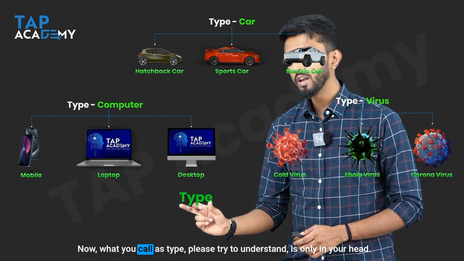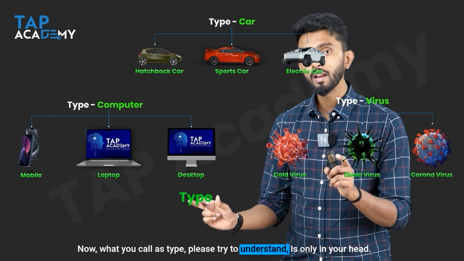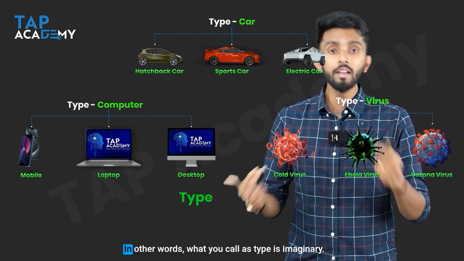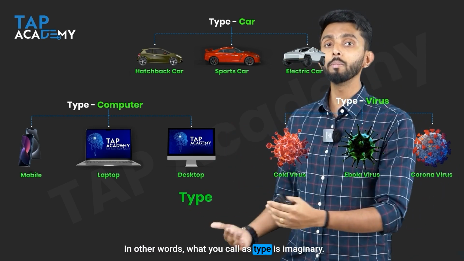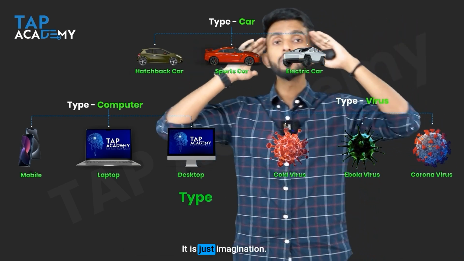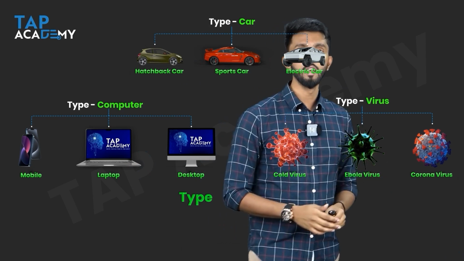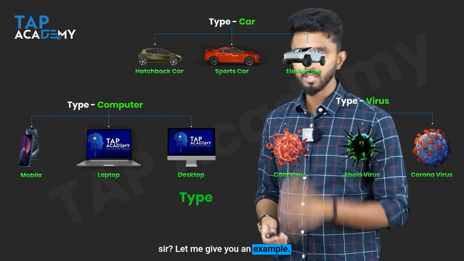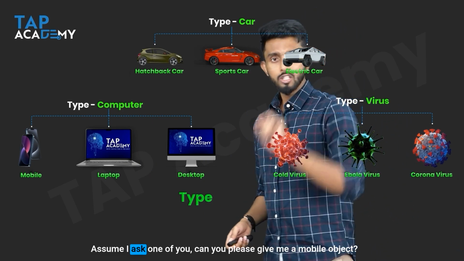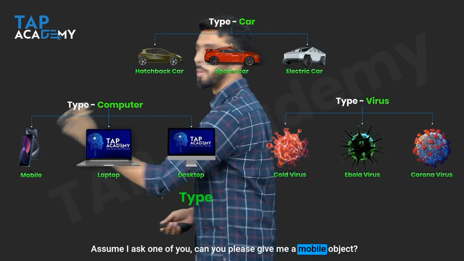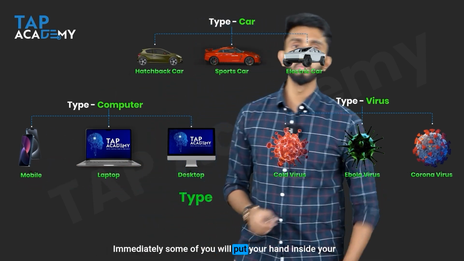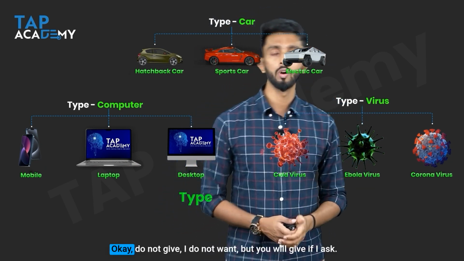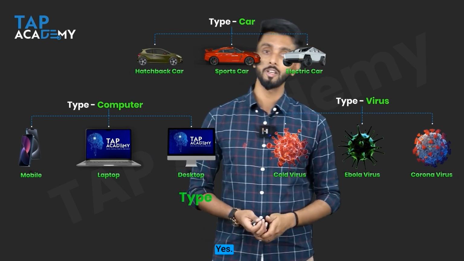Now, what you call a type, please try to understand, is only in your head. In other words, what you call a type is imaginary. It is just imagination. Sir, we didn't understand. What do you mean by it is just imagination, sir, you may ask. Let me give you an example. Assume I ask one of you, can you please give me a mobile object? Immediately some of you will put your hand inside your pocket, take your mobile and give it to me. Sir, take, sir, mobile. Okay, don't give, I don't want. But you will give if I ask, yes?